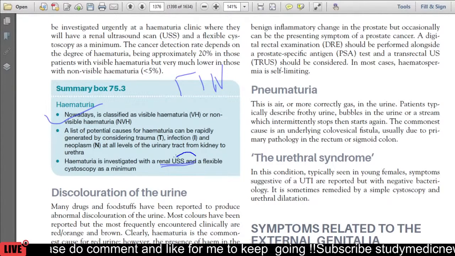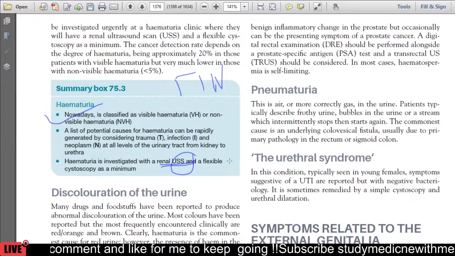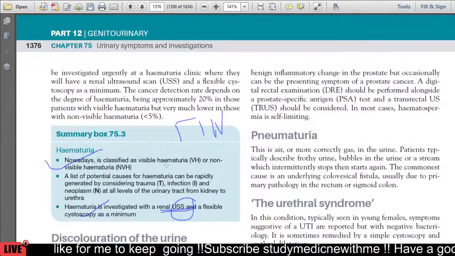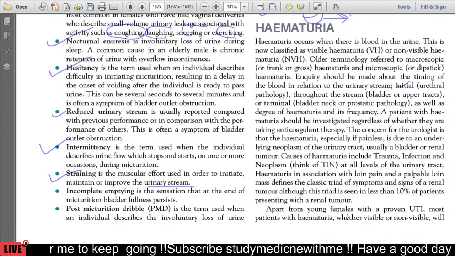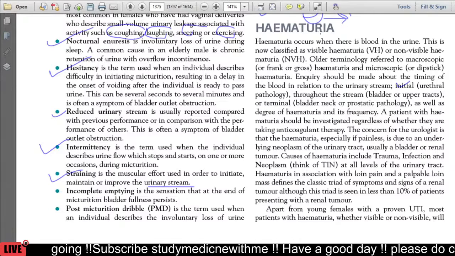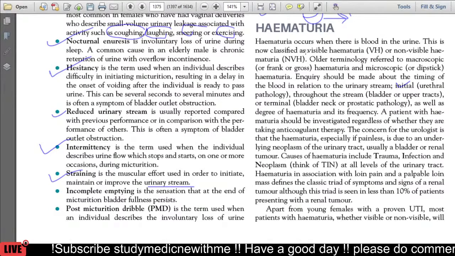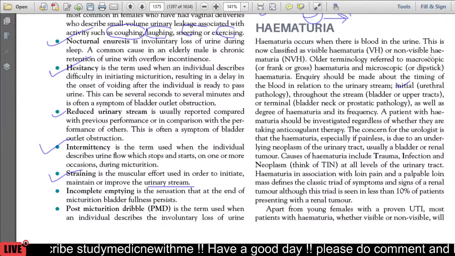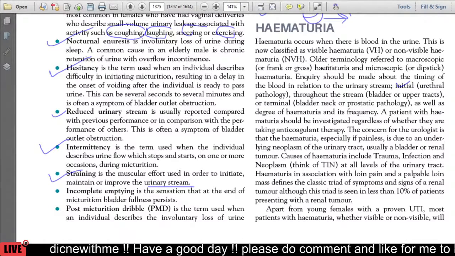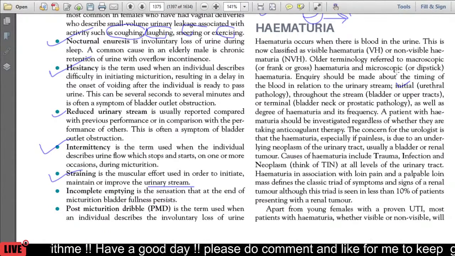Hematuria is investigated with a renal USS, ultrasound, and a flexible cystoscopy as a minimum. Okay, let's go through this topic very fast. Hematuria occurs when there is blood in the urine. This is now classified as visible hematuria or non-visible hematuria. Older terminology referred to macroscopic and microscopic hematuria.